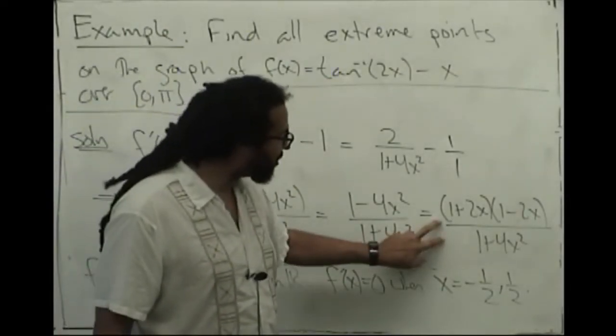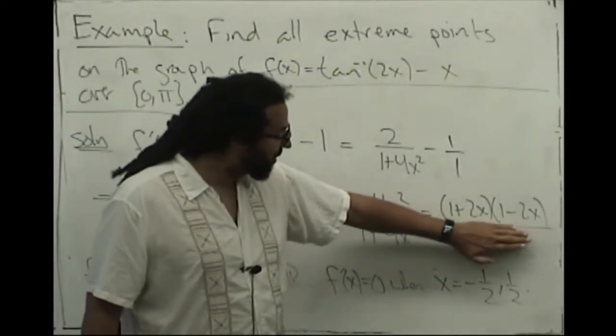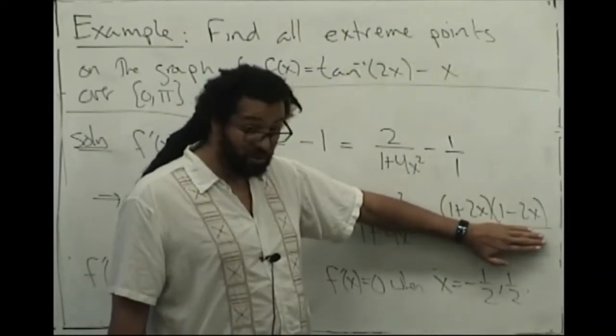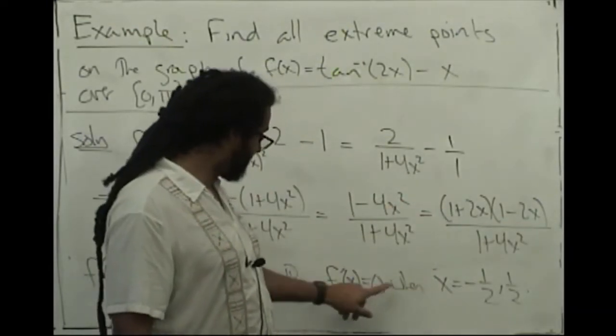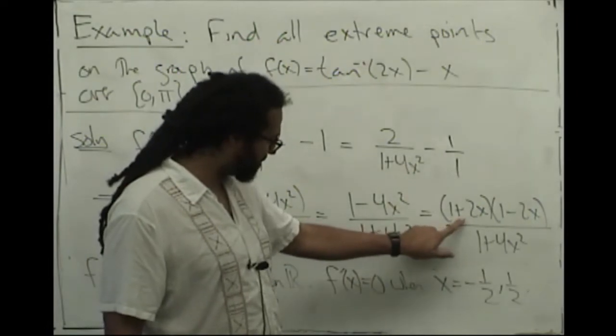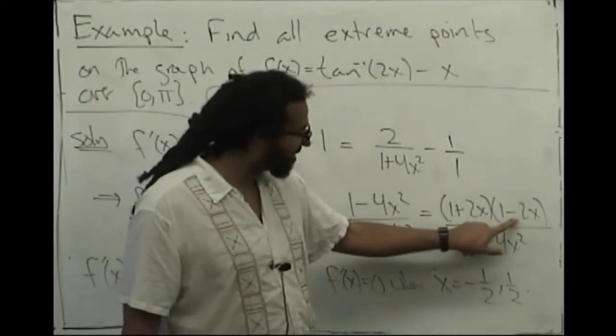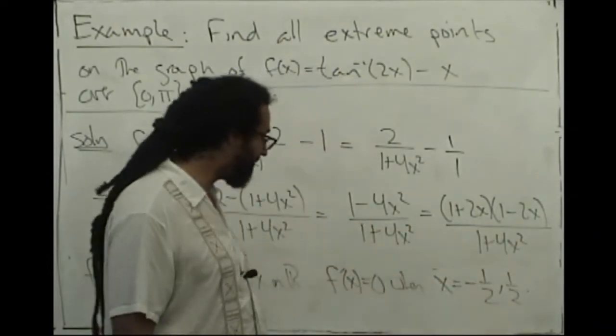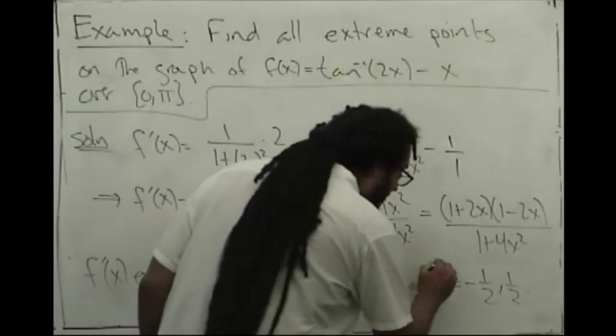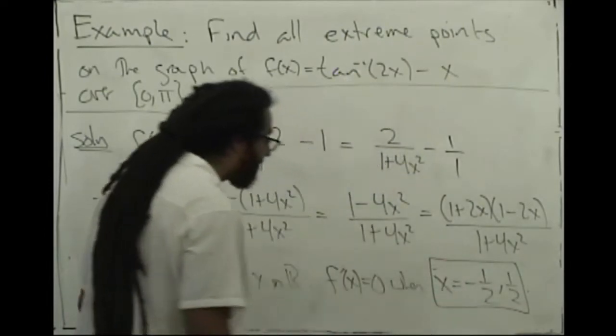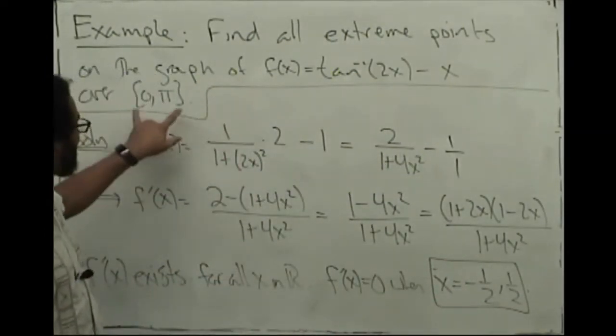What about where the derivative is 0? Well, the derivative is 0 if and only if the numerator is 0. And where does that happen, right? This thing is 0 when x is negative 1/2, and this thing is 0 when x is equal to positive 1/2. So here are the critical values for the function f on this interval.